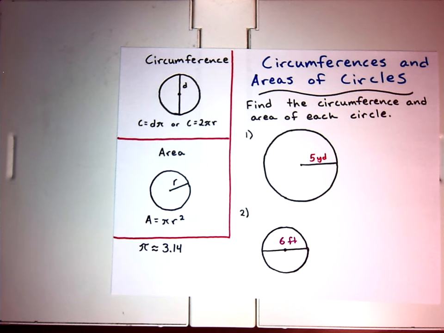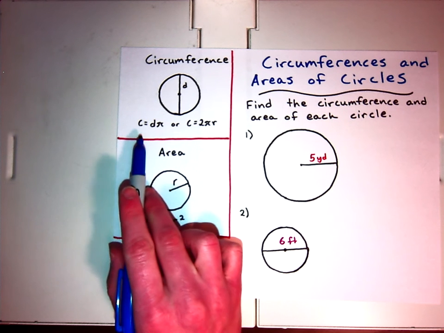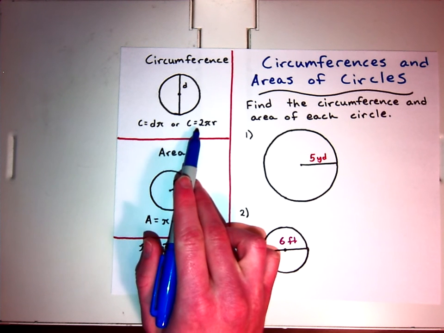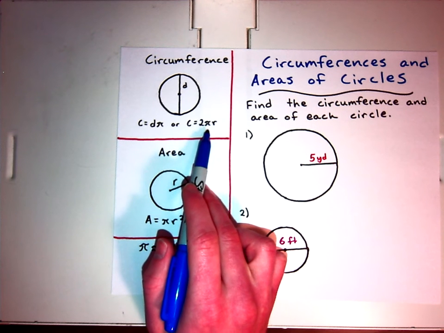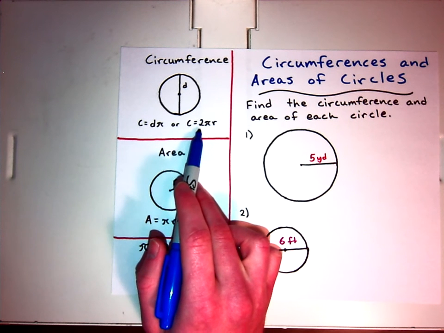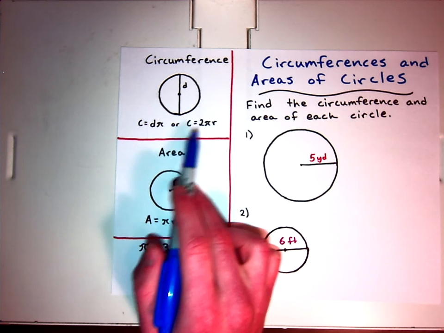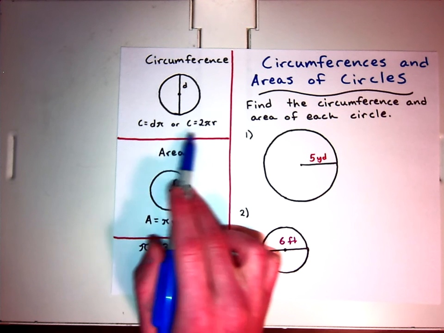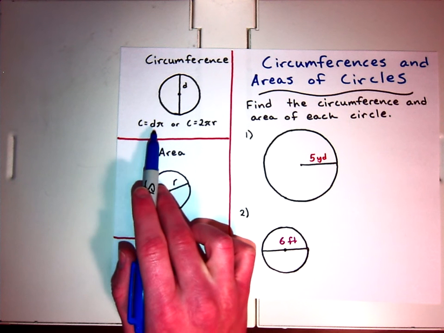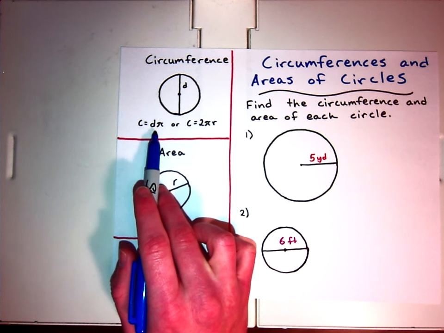So, here's how we use these formulas. For circumference, C equals D times pi, or C equals 2 pi r. And that's because, remember, the radius is half of a diameter. So you have to multiply the radius by 2 in order to get the diameter. That's why you can use either of these formulas. If you're given the radius, you can use that formula. If you're given the diameter, you can use that formula.